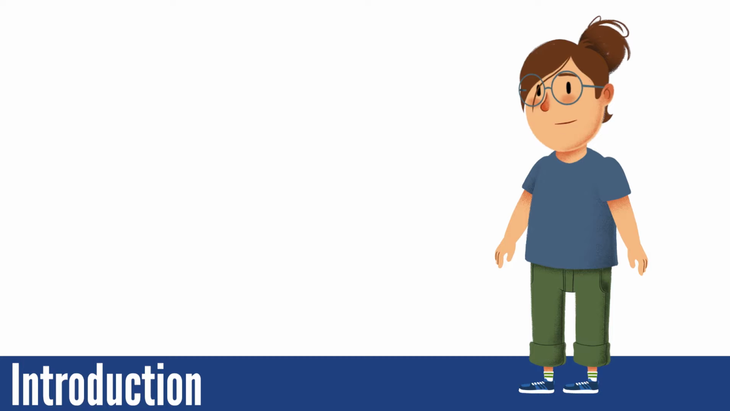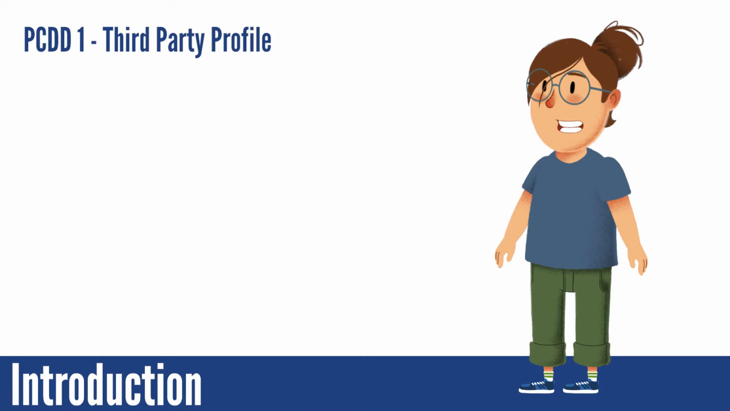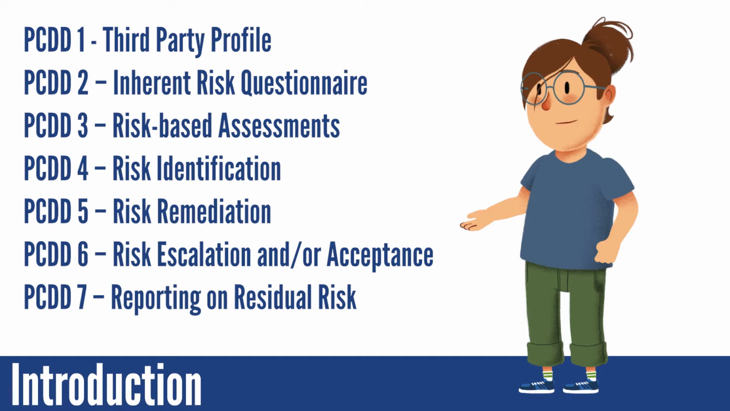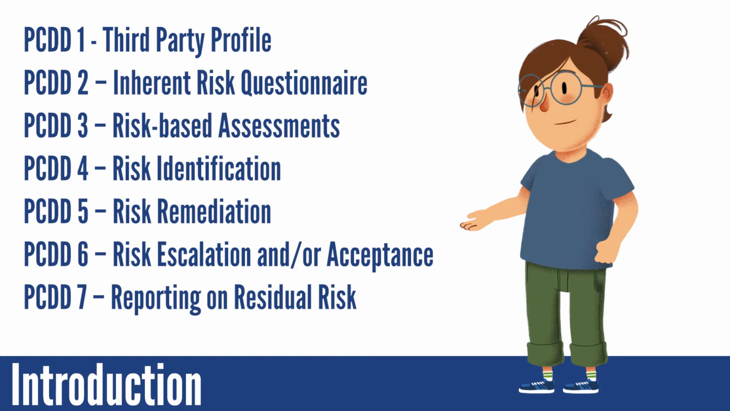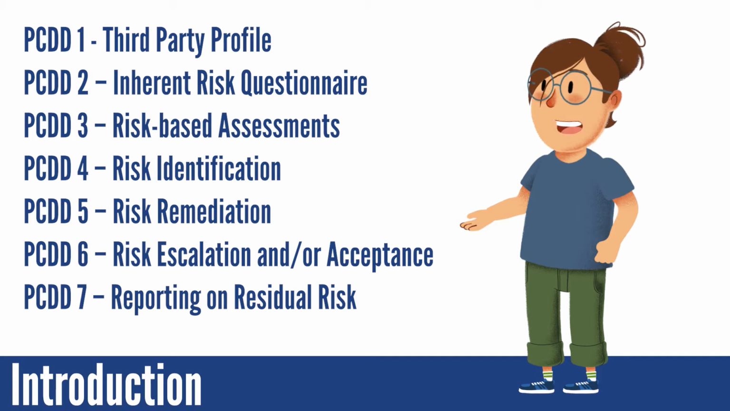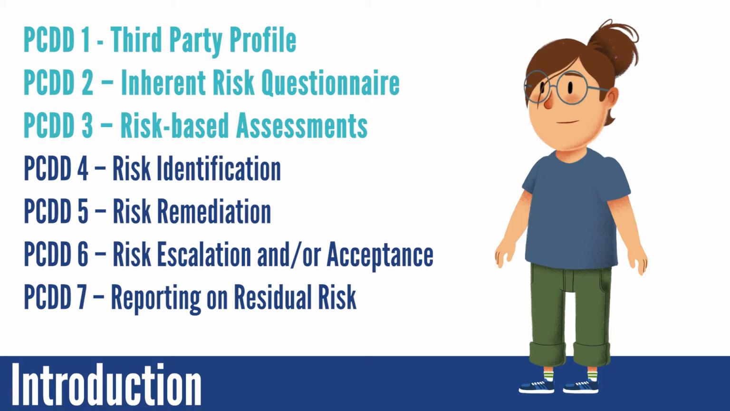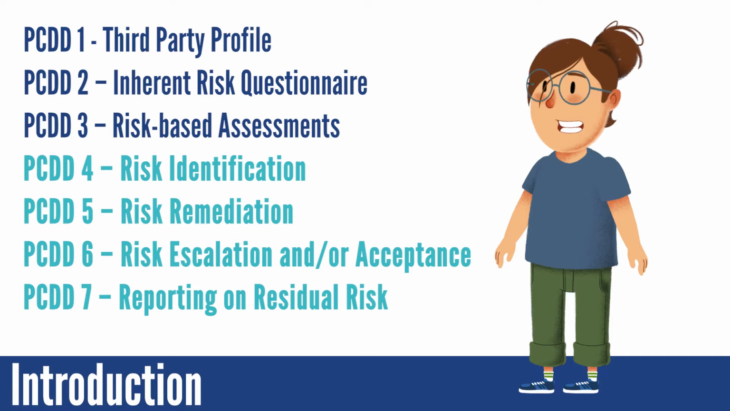In these two videos, we will discuss the below activities associated with pre-contract due diligence. Section 1, Third-Party Profile. Section 2, Inherent Risk Questionnaire. Section 3, Risk-Based Assessments. Section 4, Risk Identification. Section 5, Risk Remediation. Section 6, Risk Escalation and/or Acceptance. And Section 7, Reporting on Residual Risk. Part 1 will cover the third-party profile, inherent risk questionnaire, and risk-based assessments, while Part 2 will cover risk identification, remediation, escalation, and acceptance, as well as reporting on residual risk.